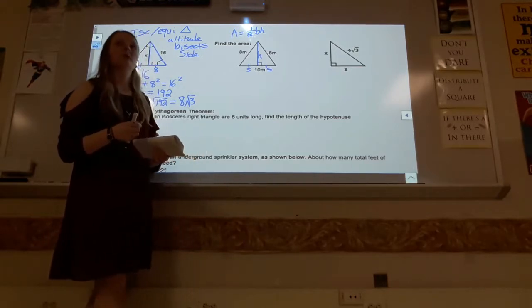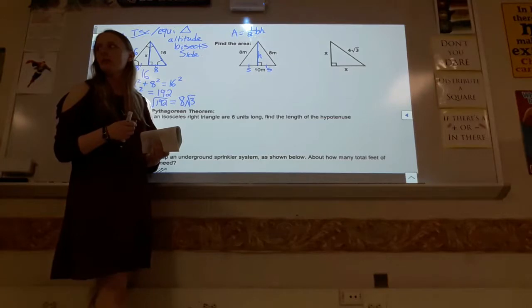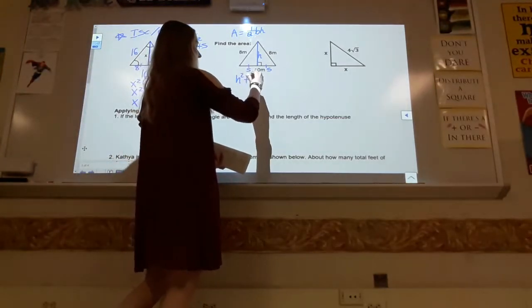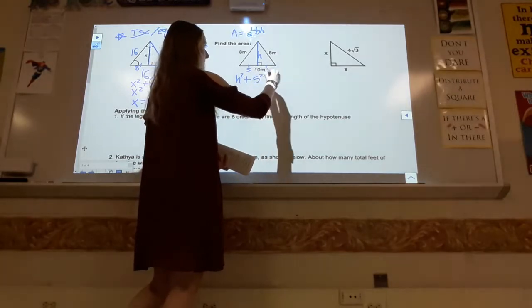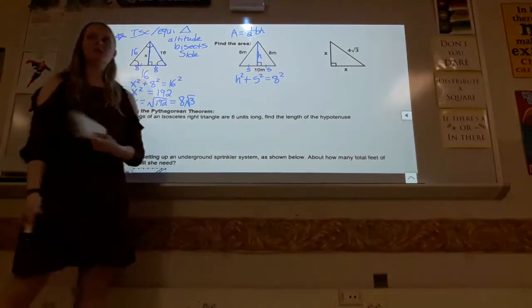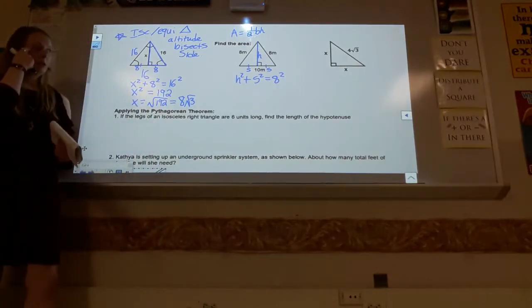Just put your numbers in. What would the formula look like? H squared plus equals. Yes. Make sure you remember which one's A, B, and C and where you put them in the formula. And then you would solve that.